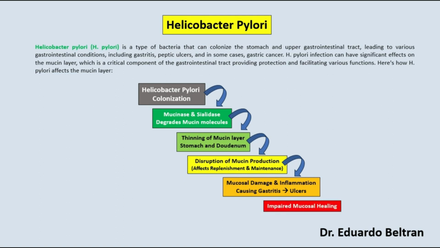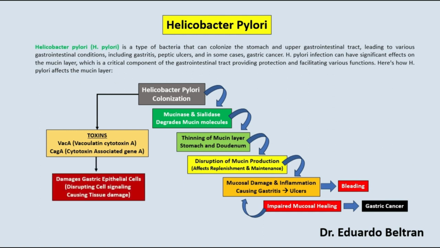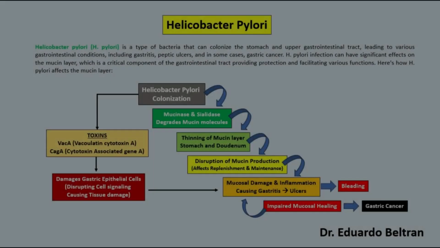This is going to cause an impairment in the mucosal healing, and this impairment of the mucosal healing has a vicious cycle which continues to damage and continues to produce more inflammation, causing gastritis and ulcers, and this can eventually lead to a bleeding ulcer or even cause gastric cancer. But H. pylori also has a series of toxins. And here we have the vacuolating cytotoxin A, also known as VacA, or cytotoxin-associated gene A toxin, also known as CagA, which damages gastric epithelial cells, disrupting cell signaling and causing tissue damage, which eventually can cause gastritis, ulcers, bleeding. All right, so now let's keep on going.